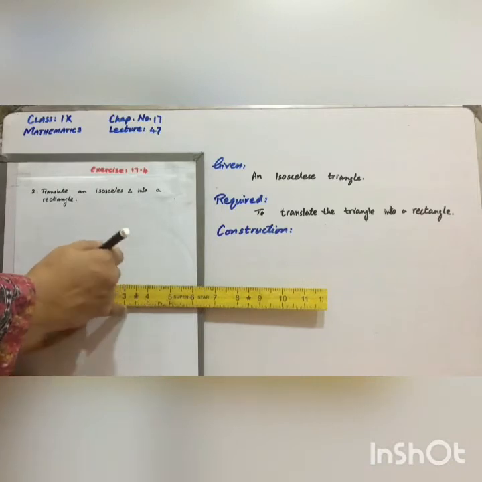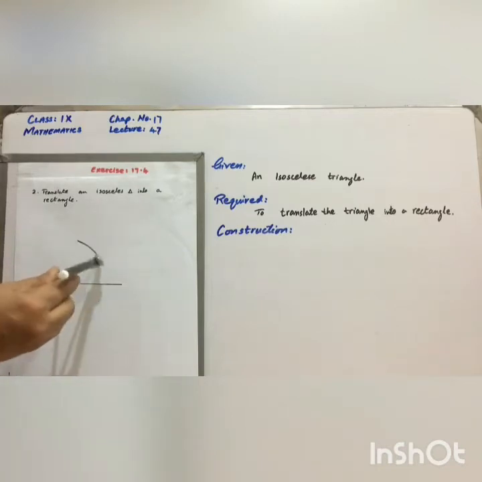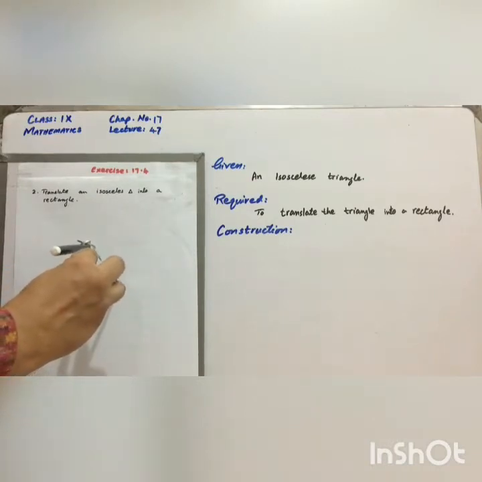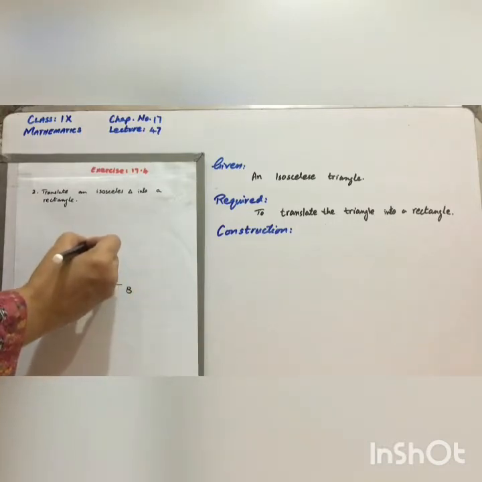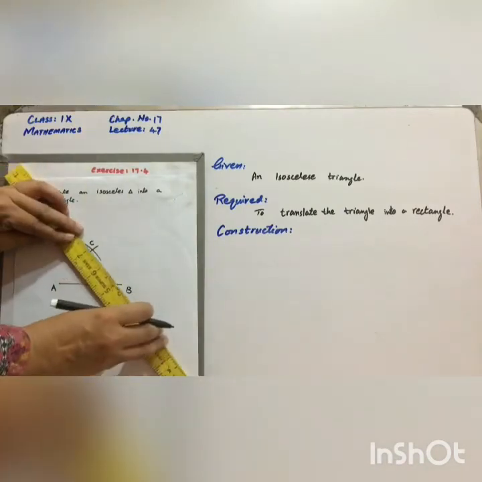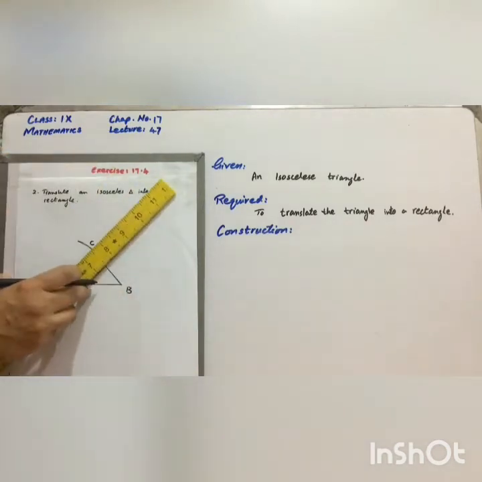Take a line segment of any length. Adjust the compass for some radius of your choice. Mark an arc and with the same radius from the second end of the line segment, mark another arc. Both arcs will cut each other at a point which will be the third vertex of the triangle. Name the triangle as A, B and C. So triangle ABC, isosceles triangle.